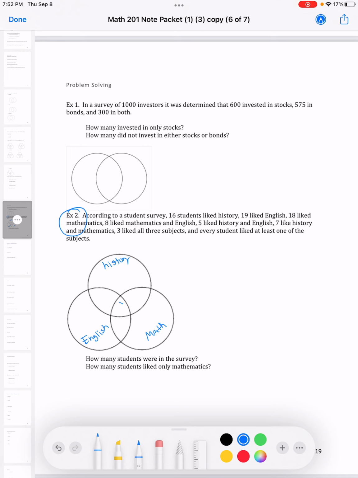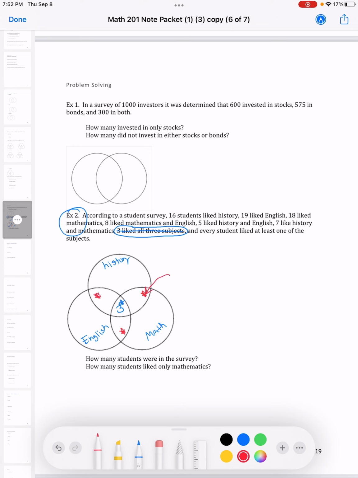So this middle piece right here is going to be the people that are taking or liking history, English, and math. So it's those 3. We really have to start in this middle piece and work our way out. That's the key to those. So I've used up these 3. Now I'm going to work outward. So I'm going to do the other overlapping.